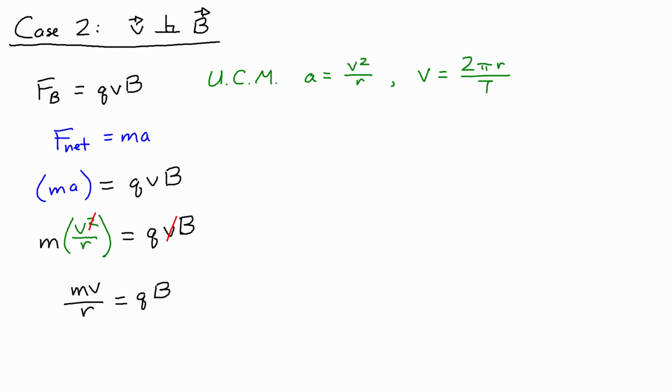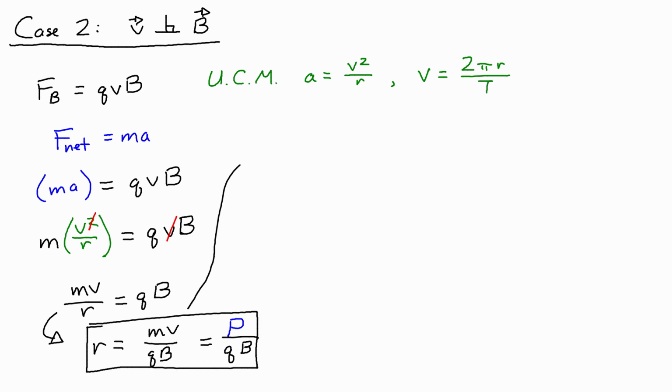One thing I'm going to try is isolating r. So to isolate r, I need to multiply both sides by r and then divide by qB, and that will give me that r is equal to mv over qB, where mv is the momentum, and the momentum often has the symbol p. So the radius depends on the mass of the particle, the speed, and it also depends on the charge of the particle and the strength of the magnetic field. But a particle in this situation, where the velocity is perpendicular to the magnetic field, is going to travel in a circular path.